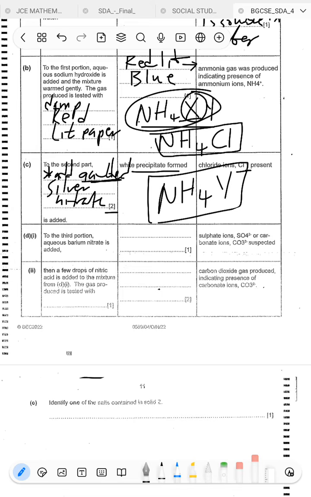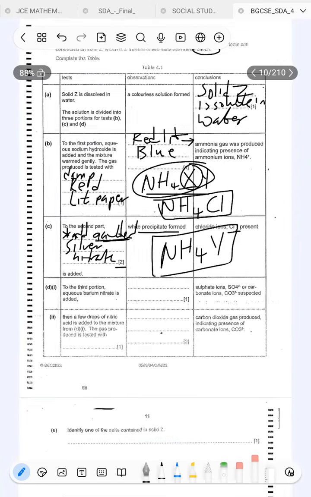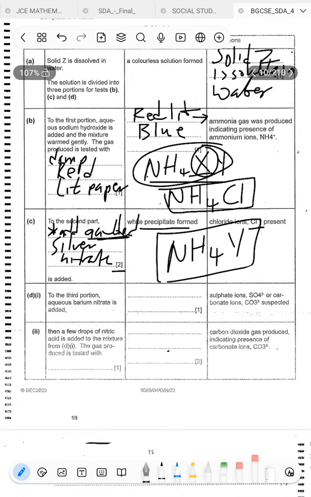Okay, let's continue. D Roman figure 1 says, to the third portion, aqueous barium nitrate is added. And then let's look at the conclusion. It says sulfate ions, SO4 2 minus, or carbonate ions. Now these two, in terms of observation, will give a white precipitate.